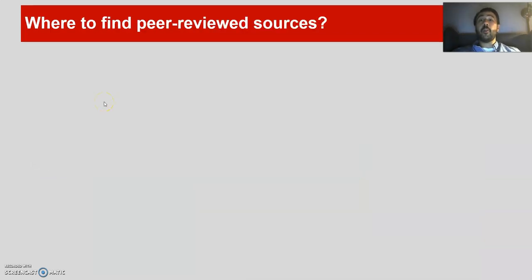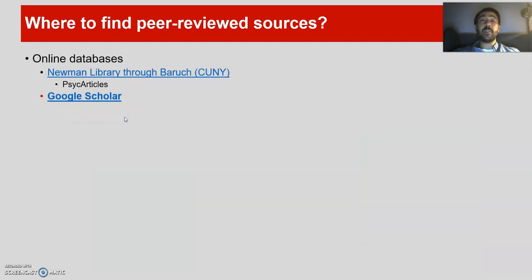So let's talk a little bit about where you're going to find these peer-reviewed sources and peer-reviewed papers. The best places to find them, as you probably can guess, are going to be online databases. One of them, linked in the PowerPoint that is on Blackboard, is through the Newman Library at Baruch College. There are definitely lots of databases there. I would recommend PsycArticles if you're looking specifically for psychology topics. However, I also recommend that you start with Google Scholar.